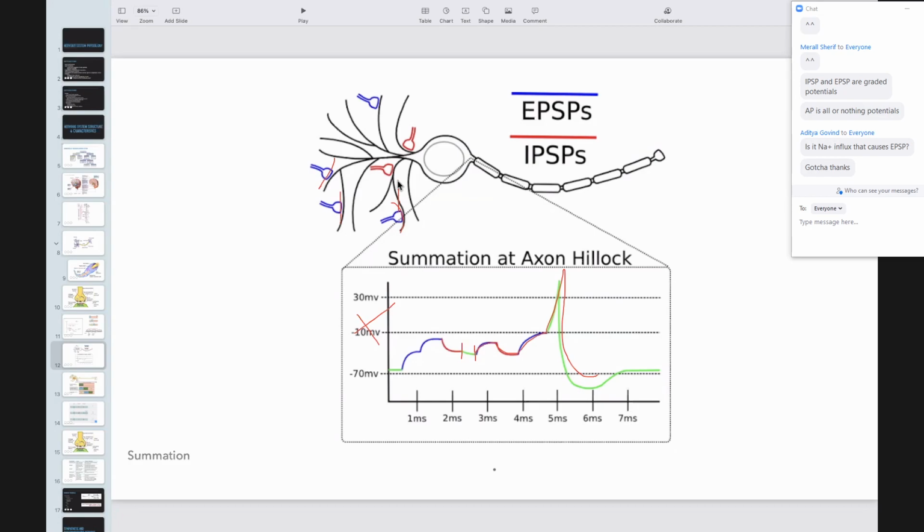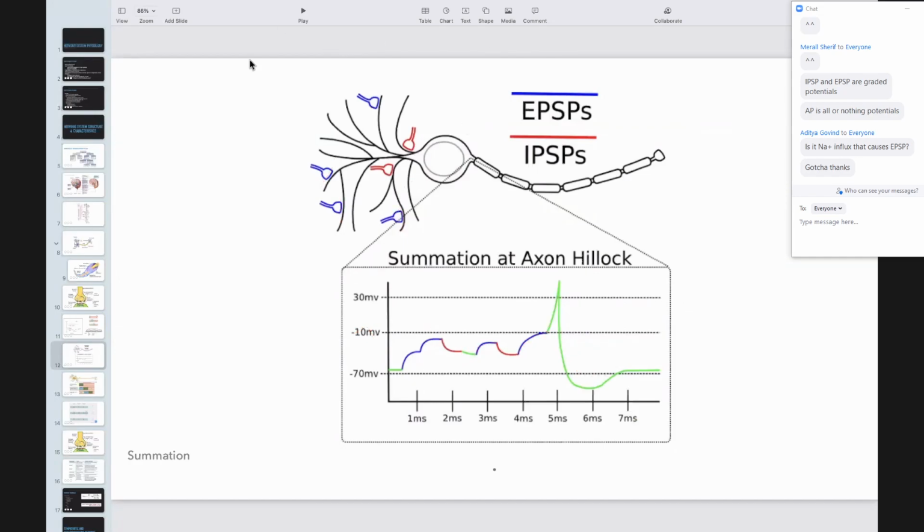But once you do hit that threshold, you will get an all or nothing response. So you can't get a stronger action potential than another unless you change the actual properties of the nerve cell itself. You can artificially do that, but for the purpose of the MCAT, all action potentials are created equal, all or nothing response.